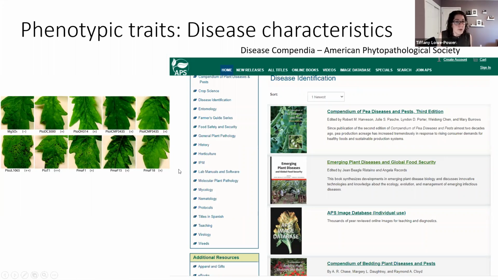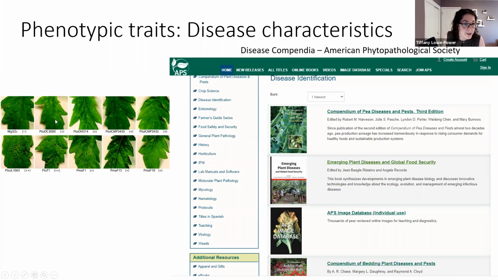But I'd say the two most useful for identifying plant diseases is to have an idea of what you're looking at. And so some of this depends on where you are in the world, which bacteria diseases are common there. And then exactly how they look.